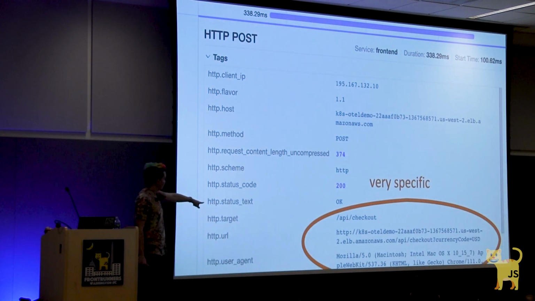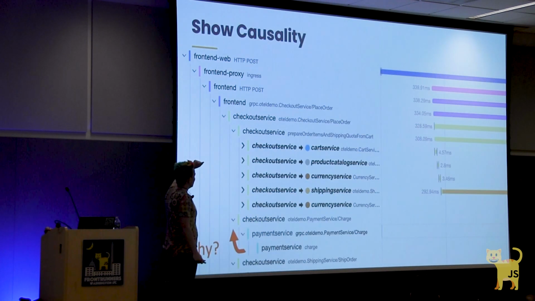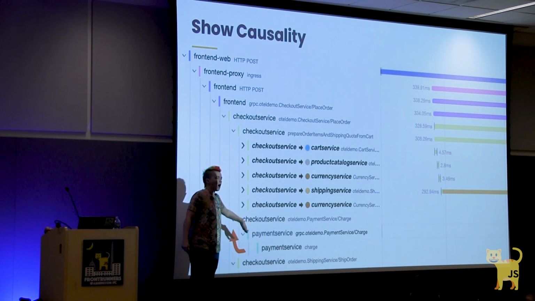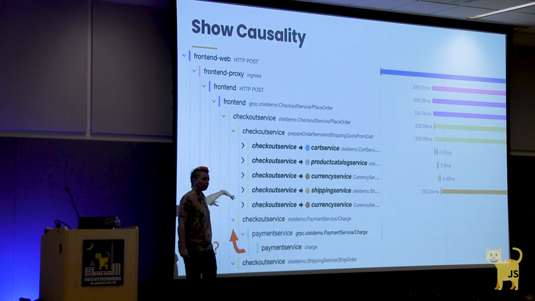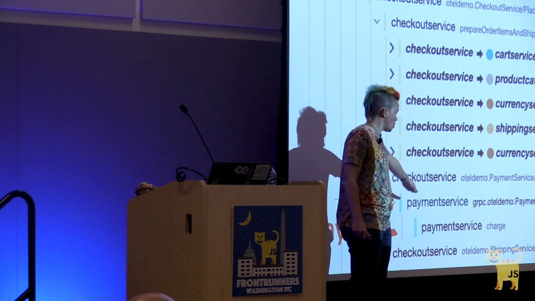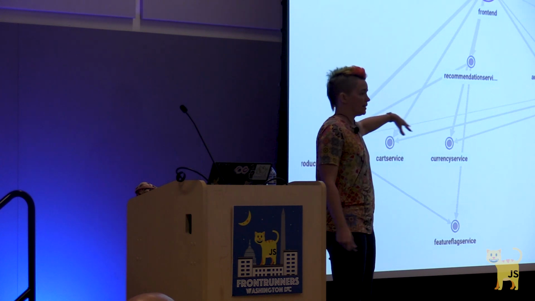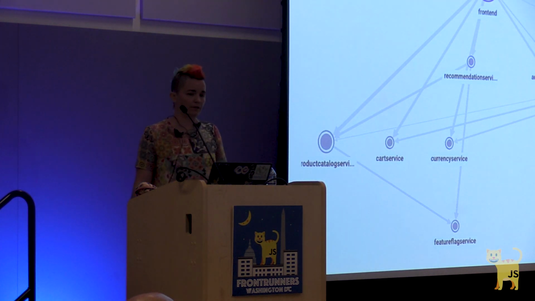We saw some specific fields and some customized fields. And the causality of why things happened is expressed in this tree structure that builds up. So checkout service caused payment service to do something. And then you put all that together and you get your cool architecture diagram that can show where all the different connections are.